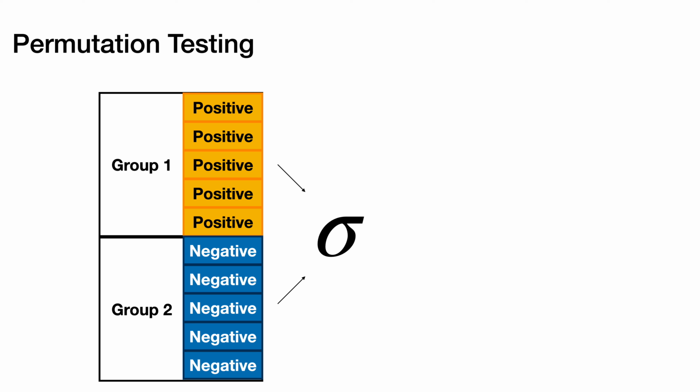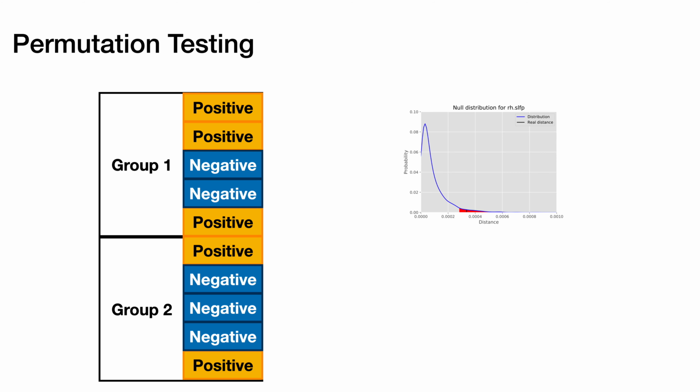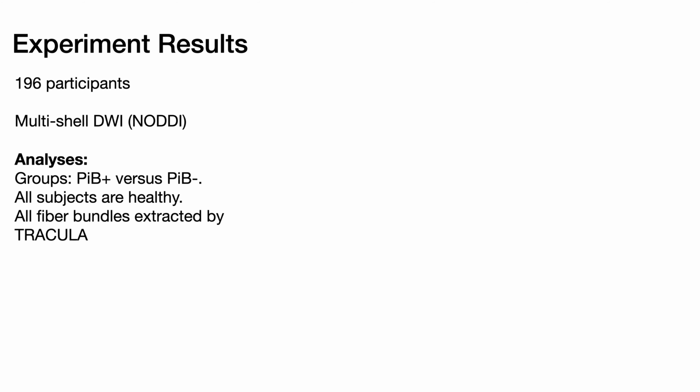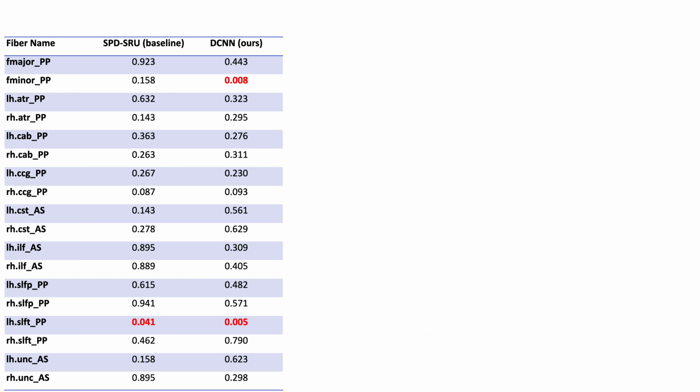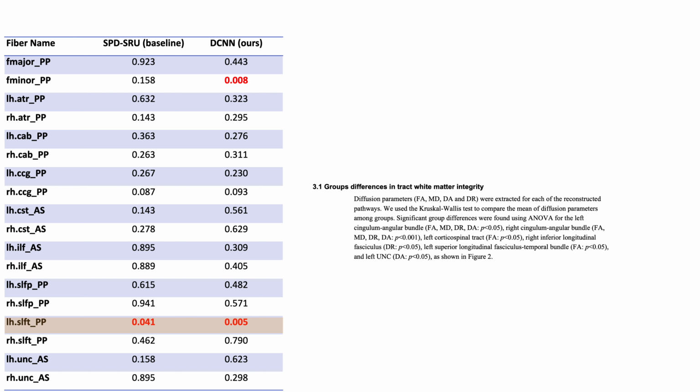To test the group-wise difference, we train two DCN models for the positive group and the negative group, and then compute the distance between the two groups. We shuffle the subjects to form the null distribution of the distance between models, and see if the original distance lies in the extreme end. We do this testing fiber bundle by fiber bundle. We found several fibers which are different between groups, and the results coincided with other research results.